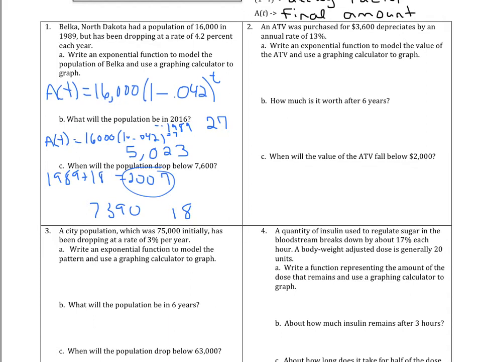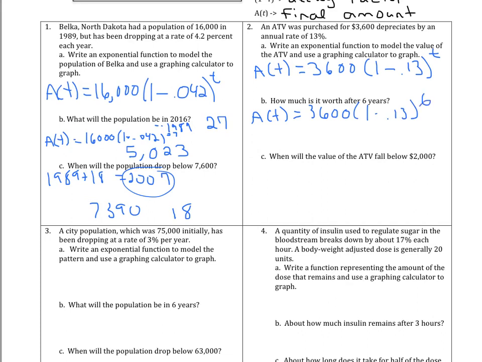In our next example, we have an ATV was purchased for $3,600, depreciates by 13% a year. So we're going to write our exponential. So A of t equals our initial amount, which is 3,600, times 1 minus 13 as a decimal is 0.13, raised to the t. And we can look at it in a graphing calculator, and we'll notice that it goes down. How much is it worth after 6 years? So we're going to look at A of t equals 3,600 times 1 minus 0.13 to the 6 years.